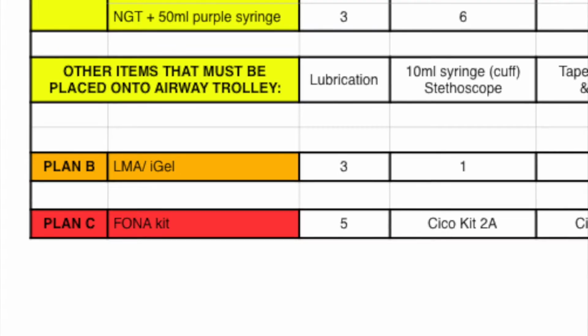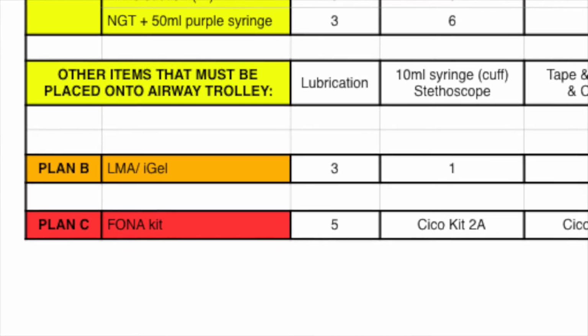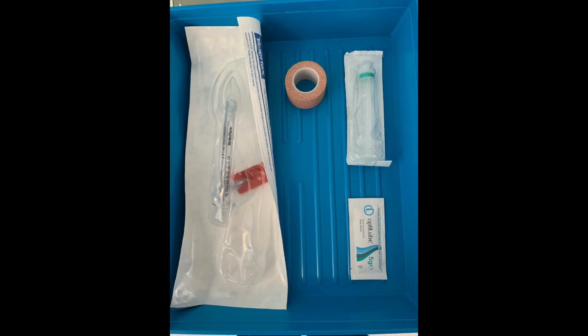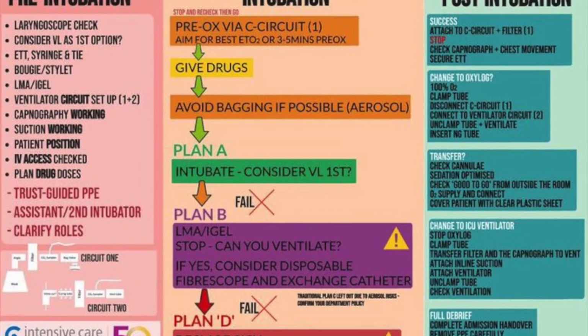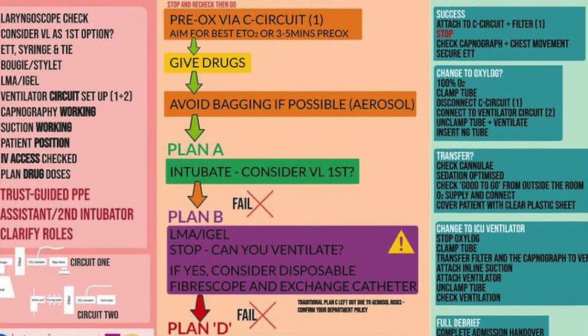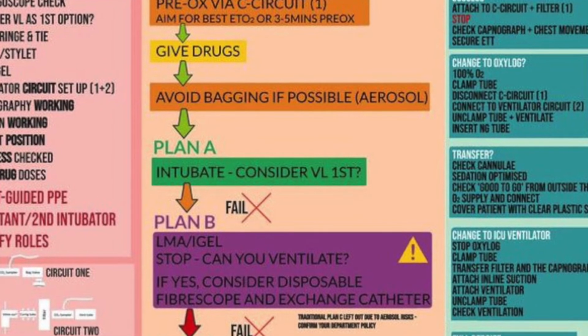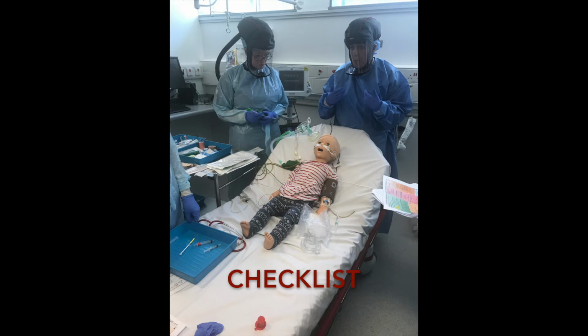There is guidance for a Plan B or Plan C airway on the wall too, and LMAs and front of neck access kits in different sizes are also kept in the Resus trolley. Around the actual intubation of a potential COVID positive patient, a specific intubation checklist will be followed, part outside of the room and part inside the room.